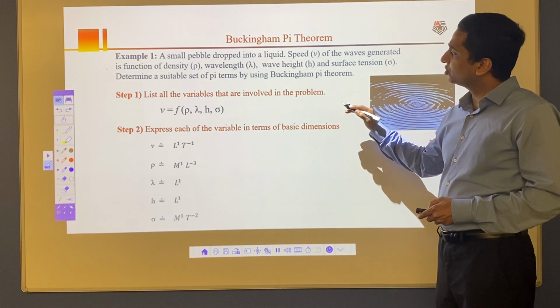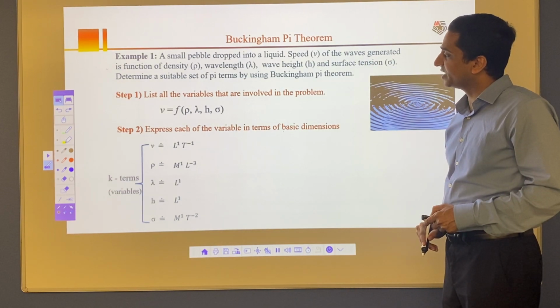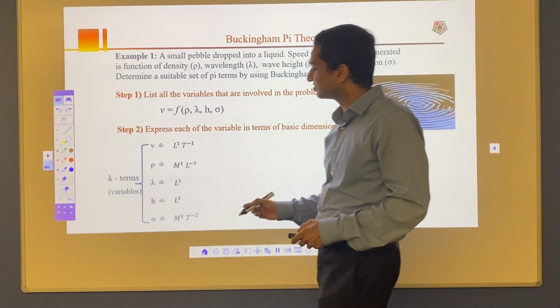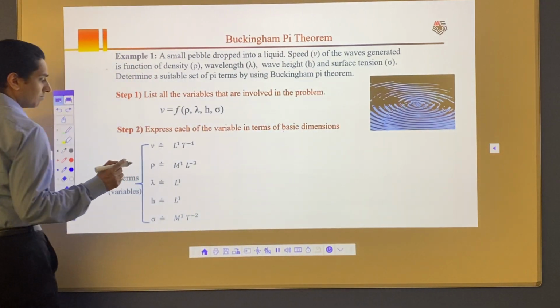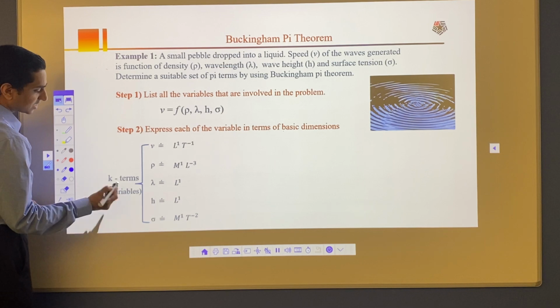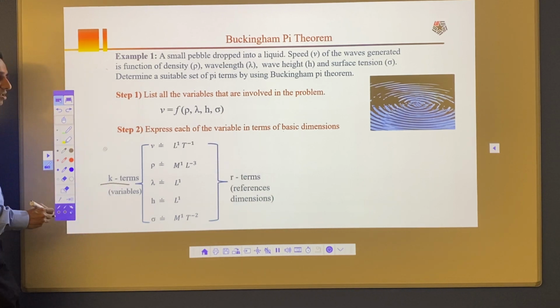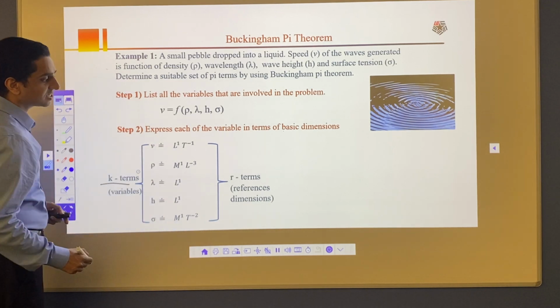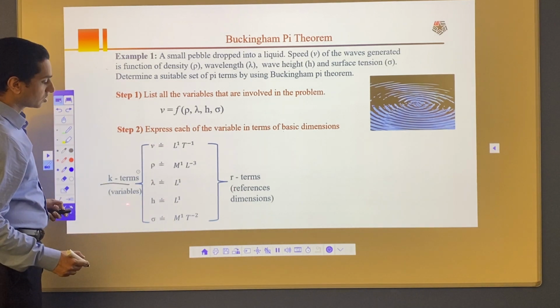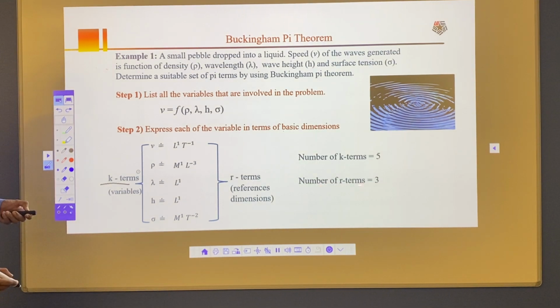Now, once you are done with step 2, we are ready to go for step 3. But before that, for some reason, Buckingham said to call these variables k terms. So that's what we are going to do. We are going to call them k terms, and then we are going to call these reference dimensions r terms. So k and r, and we are going to write down the number. Number of k terms is 5, number of r terms is 3.